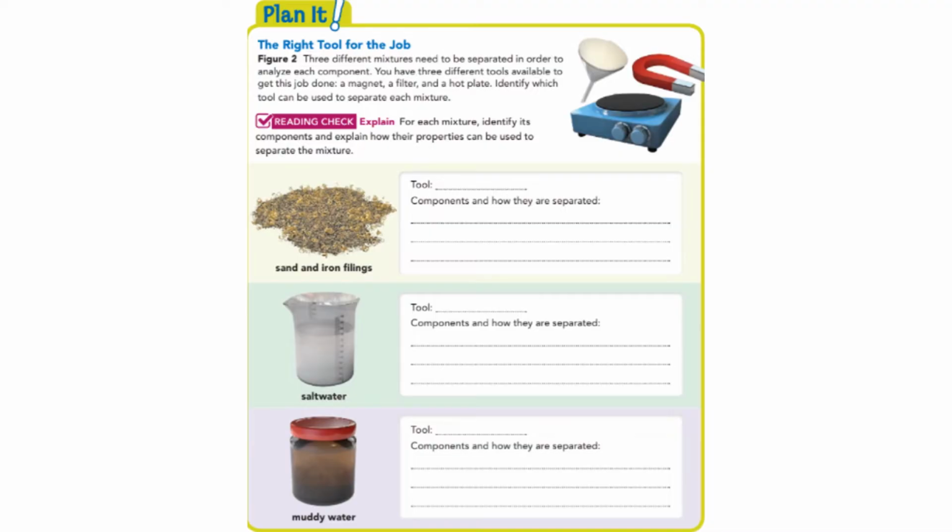In our first, we have sand and iron filings. We're going to use a magnet. Like I said earlier, for the components and how they are separated: iron filings are magnetic, while sand is not. So the iron filings will be attracted to the magnet, leaving the sand behind. Very similar to what I was talking about in a wood shop with screws and wood shavings. Similar concept there.